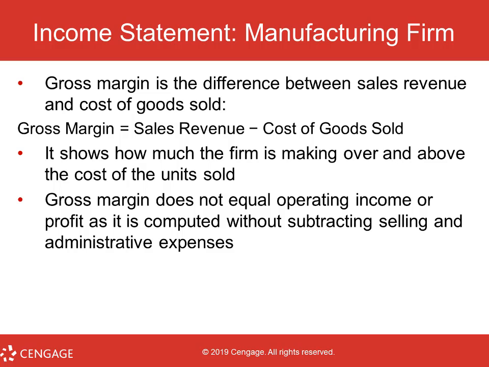It shows how much the firm is making over and above the cost of the units sold. It is important to note that gross margin does not equal operating income or profit, as it is computed without subtracting selling and administrative expenses. In other words, during the month of May, Blue Denim sold $792,000 worth of jeans. It cost them $495,000 to produce those jeans, but there were other costs incurred during the month.